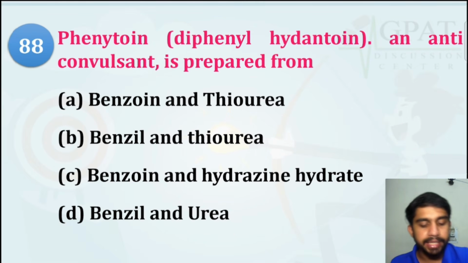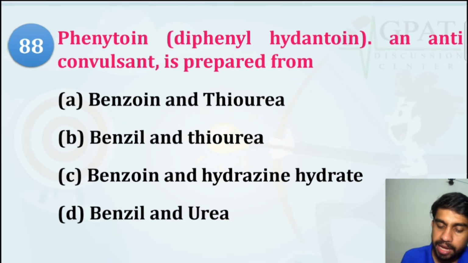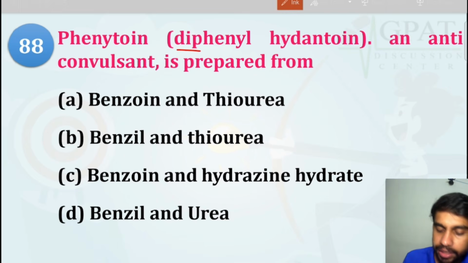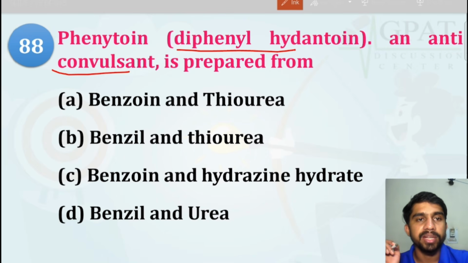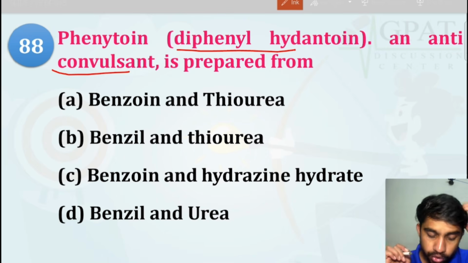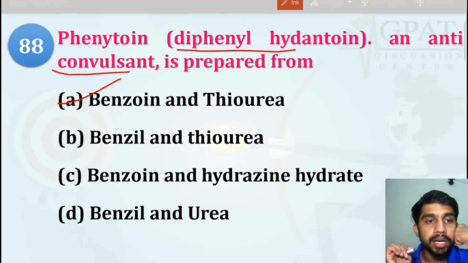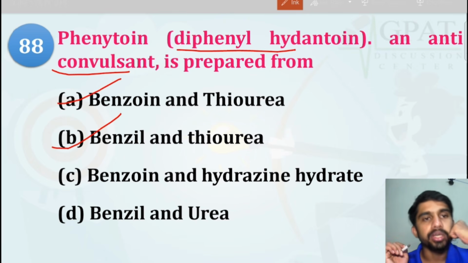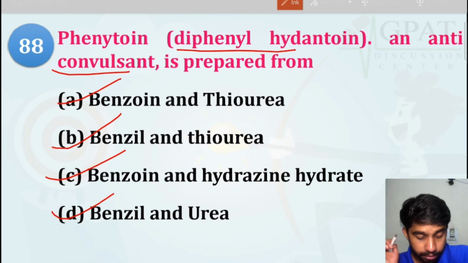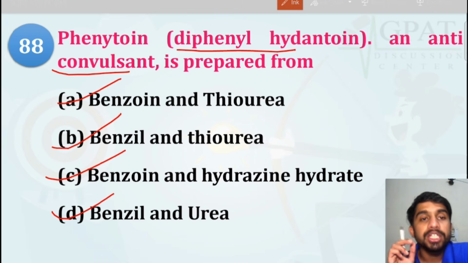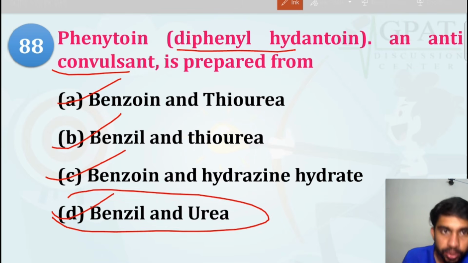Simple. Next question, 88. Phenytoin, that is diphenylhydantoin, an anticonvulsant, is prepared from what? The first option is benzoin and thiourea. The second option is benzyl and thiourea. The third option is benzoin and hydrazine hydrate, and the fourth is benzyl and urea. So for the preparation of diphenylhydantoin, benzyl and urea is used.